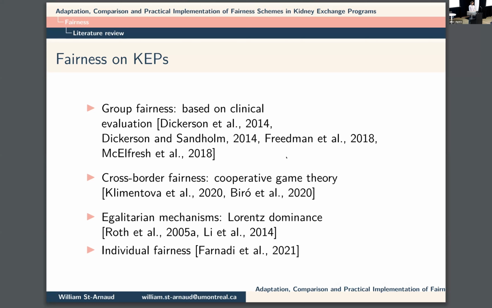There's also cross-border fairness. This looks at kidney exchange programs that involve multiple countries. This is especially true in Europe, where you have multiple countries all participating in the same kidney exchange program. So you want to ensure that the patients from the different countries get treated equally. You also have egalitarian mechanisms such as Lorenz dominance. And finally, the last one, which is individual fairness. Individual fairness deals with the probability of getting a transplant for all of the patients.